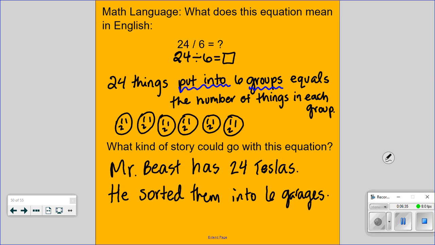All right, what's going to be the end of that story problem, Will? How many Teslas did Mr. Beast have? Nope. Remember, look at what division is telling us. We've had our things, we put them into groups. Now we need to figure out how many Teslas are in each garage. There you go. How many Teslas are in each garage is the question.